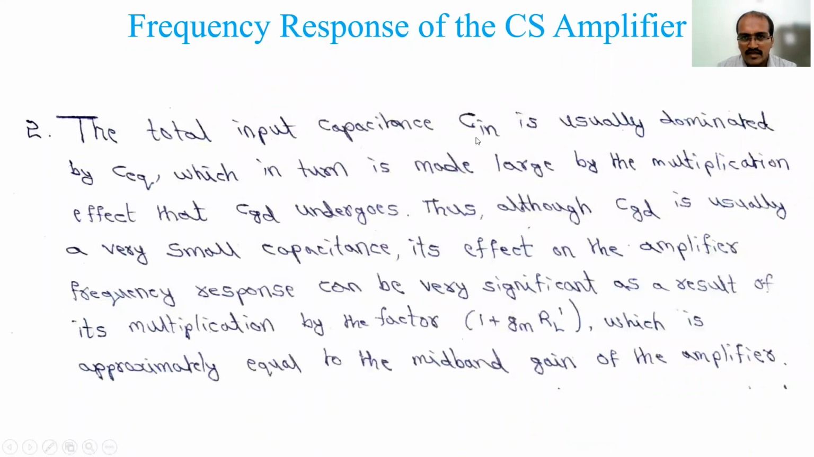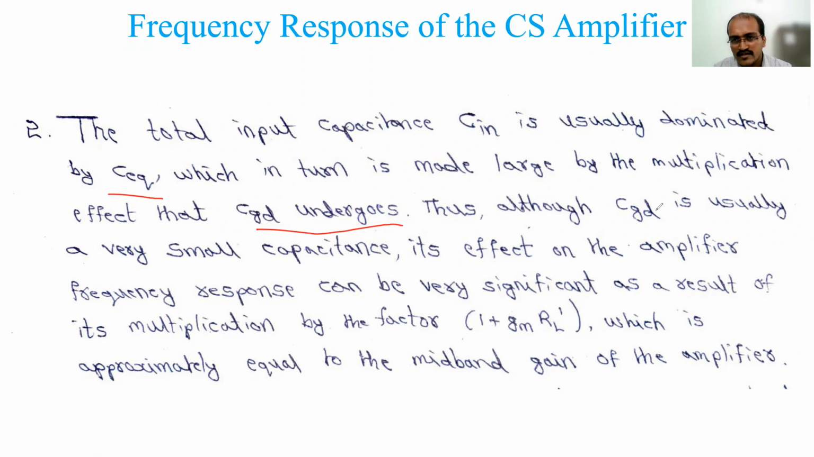The second observation: the total input capacitance is usually dominated by C equivalent. Okay, Cin is calculated from two capacitances, one is CGS and the other C equivalent, and here also the domination is by C equivalent. Okay, which in turn is made large by the multiplication effect that CGD undergoes. So what is the multiplication factor CGD undergoes? 1 plus GM RL dash, right? Because of that, C equivalent is taking the domination.